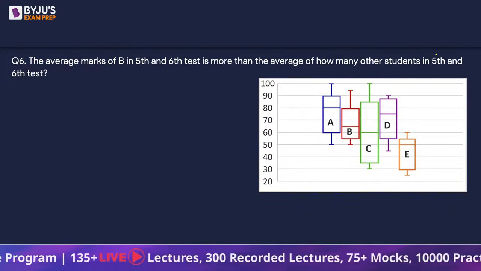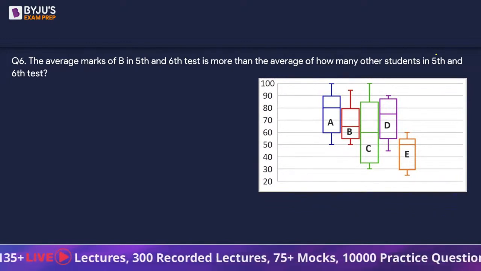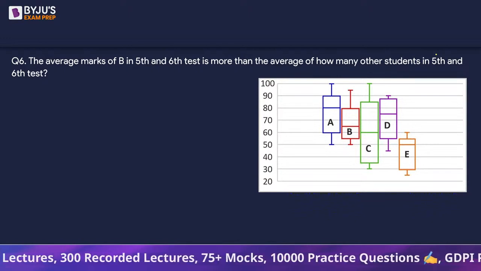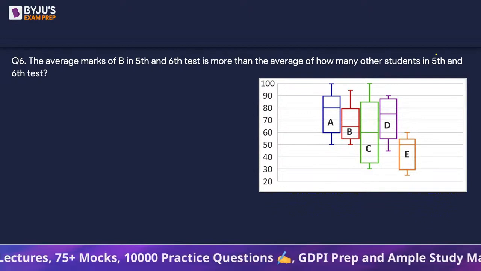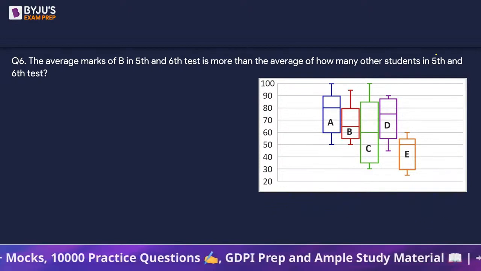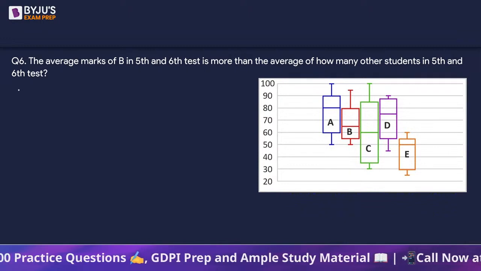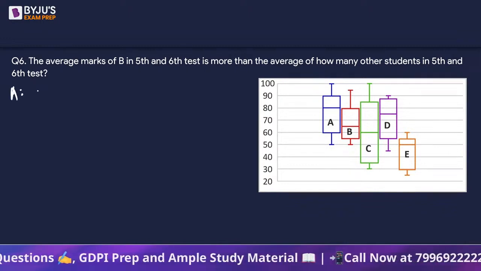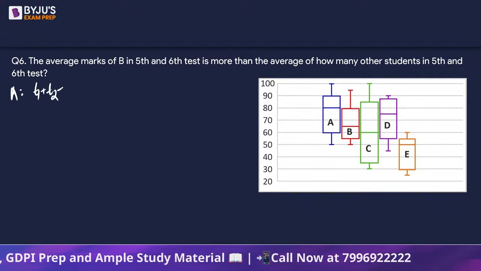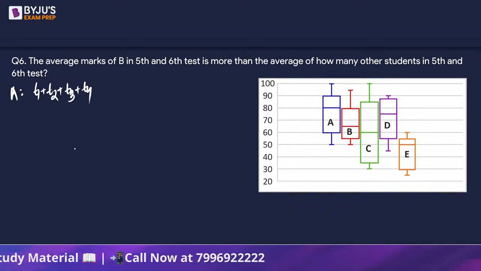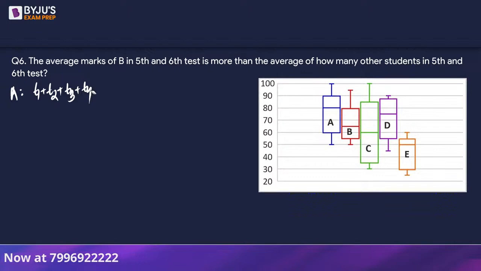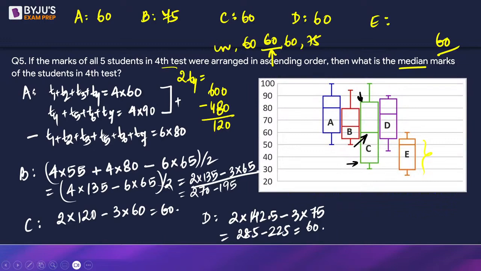Next, the average marks of B in 5th and 6th test is more than the average of how many other students in 5th and 6th tests? Since it's a theta question, we are supposed to get a definite answer. Let's restart. If we look at A, we can say that the sum of the first, hold on. We are only talking about 5th and 6th, isn't it? ठीक है. So I'm going to use the data from the previous one.